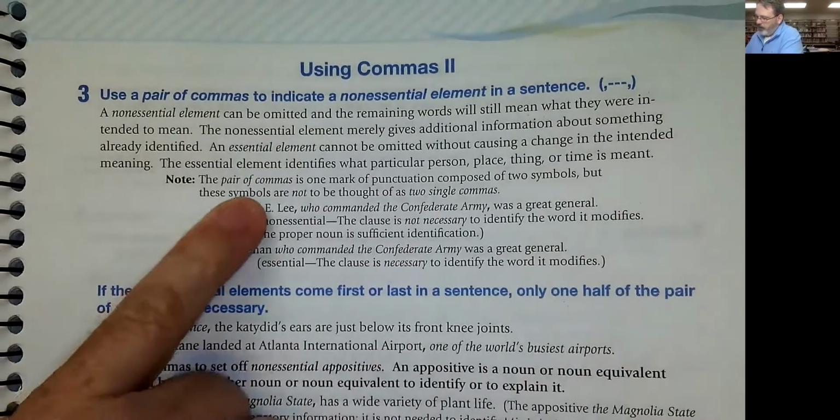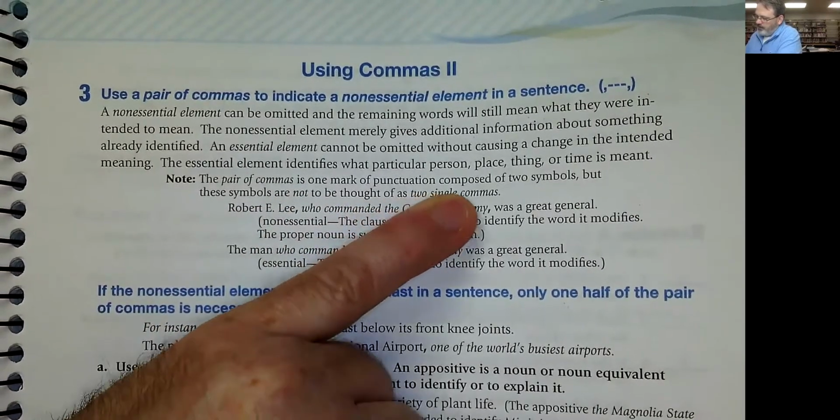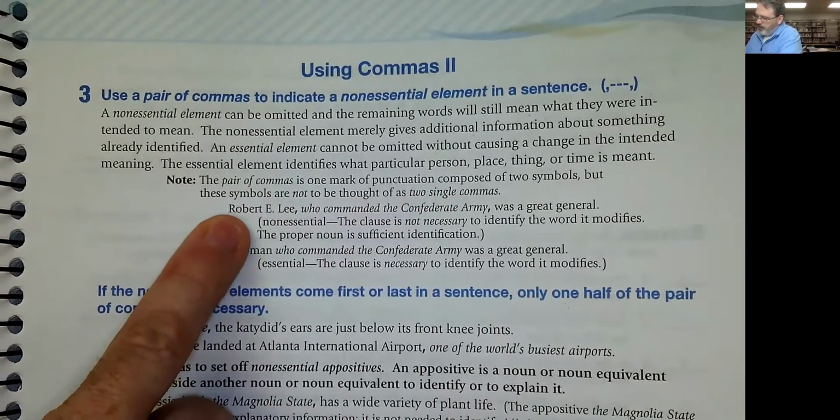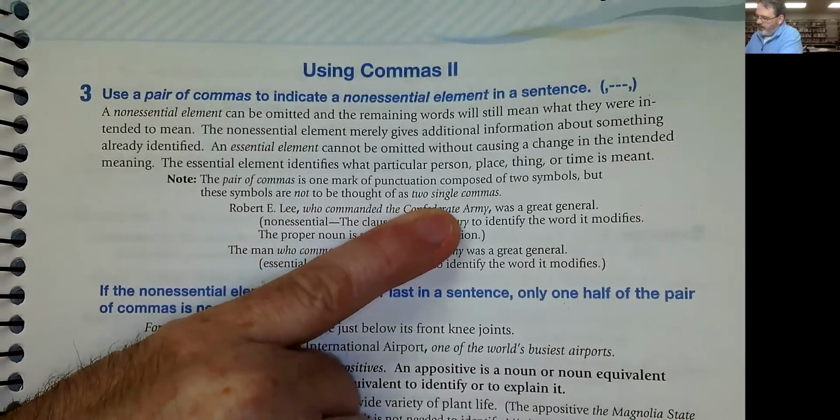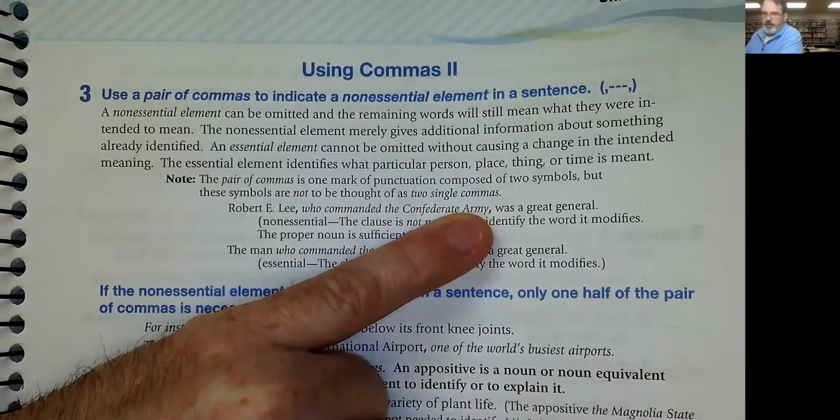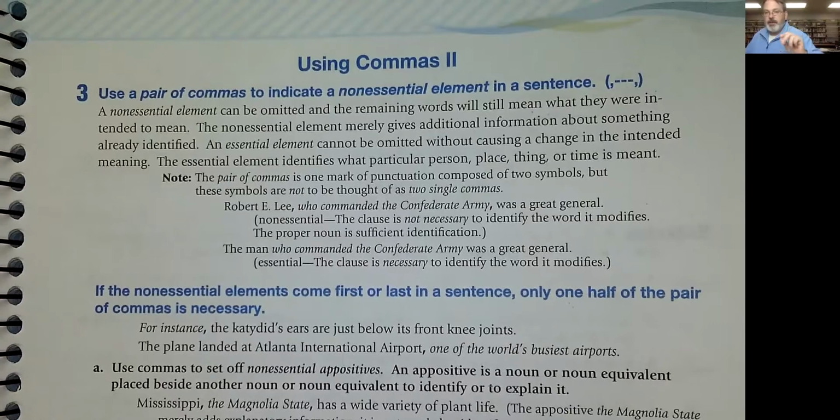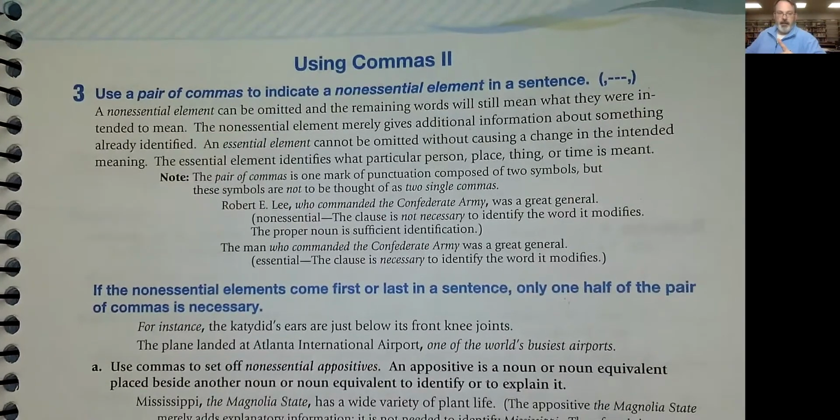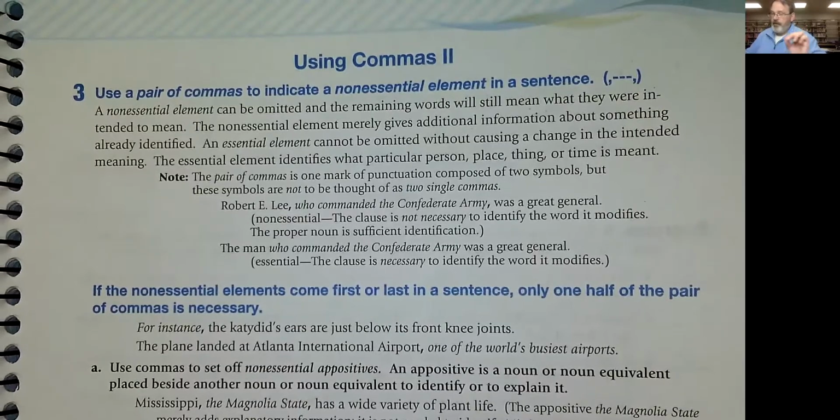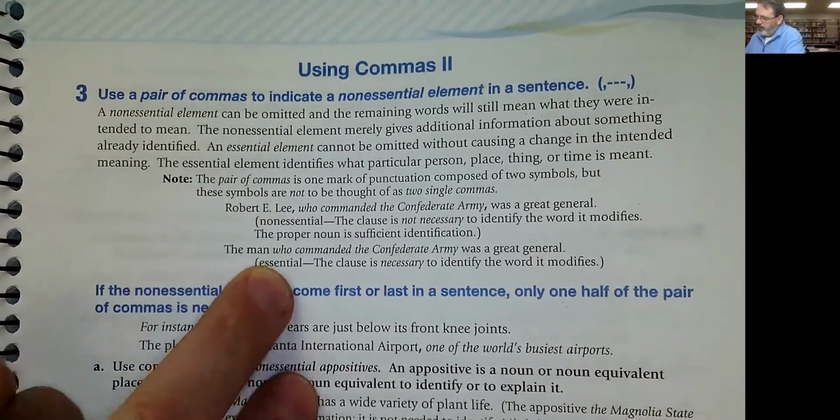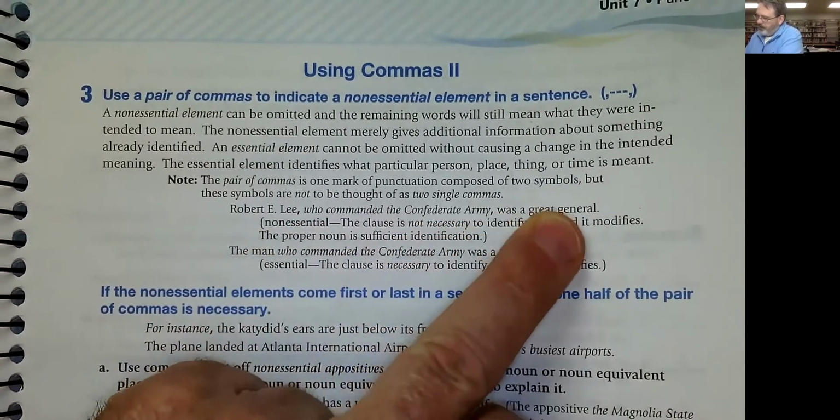So, use a pair of commas as one mark of punctuation composed of 2 syllables, but these symbols are not to be thought of as 2 single commas. Okay, so what it's saying is the double comma is its own thing. It is not to be considered a comma and a comma. There is a specific punctuation mark called a pair of commas. So let's look. Robert E. Lee, comma, who commanded the Confederate Army, was a great general.